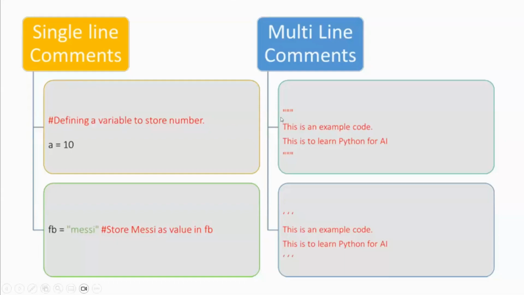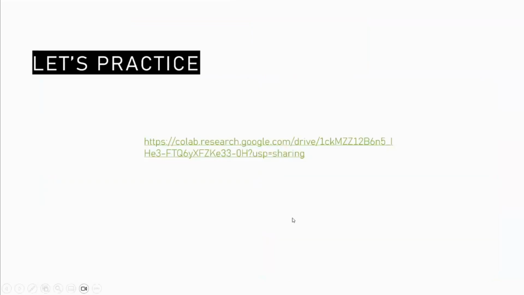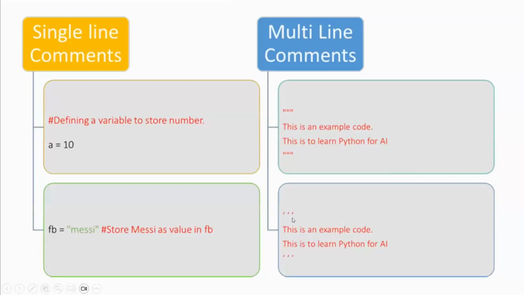Whereas triple double quotes are placed in the beginning and in the end because this is a multi-line comment, where you can specify more than one line as descriptive information for the code or the program. So if you have something like this, then we use three double quotes in the starting or three single quotes in the starting, and it is closed in a similar way.